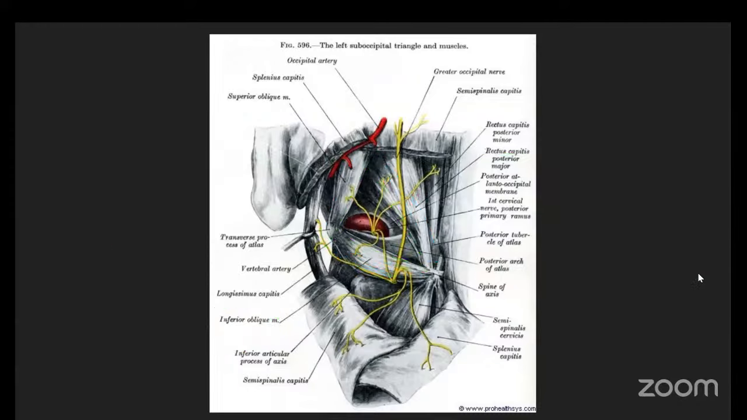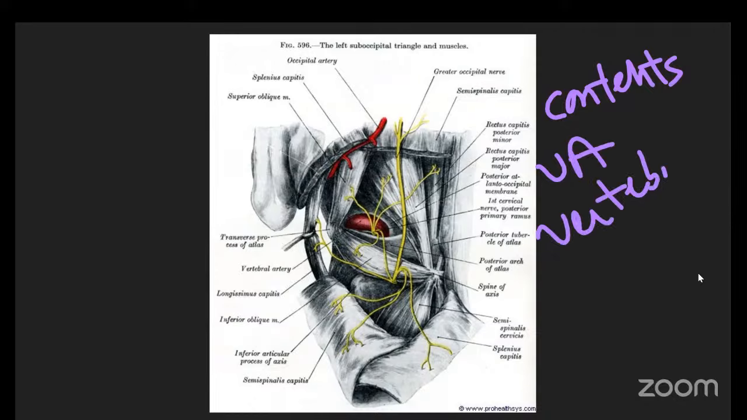Now, what are the contents of the suboccipital triangle? The contents are going to be the vertebral artery, the vertebral venous plexus, and after the vertebral venous plexus, the suboccipital nerve. I'm only going to write the short forms. So these are the three contents. There is something else which is a very important structure, and that is also visible here. Do you see this? Posterior atlanto-occipital membrane. What is this doing here?